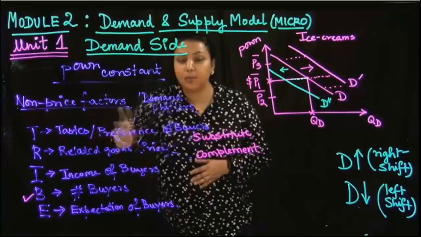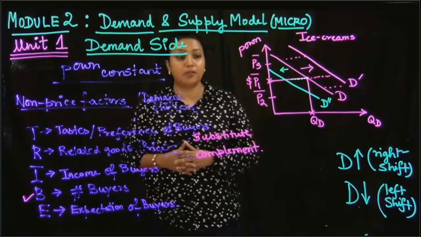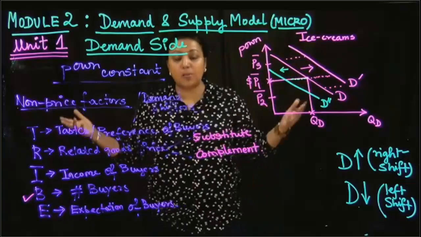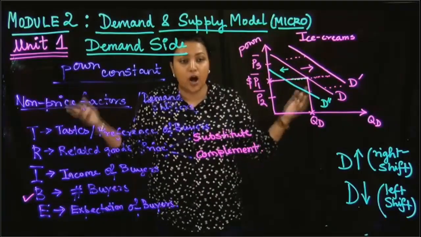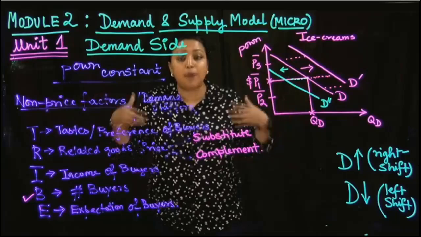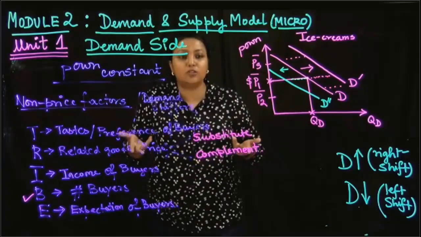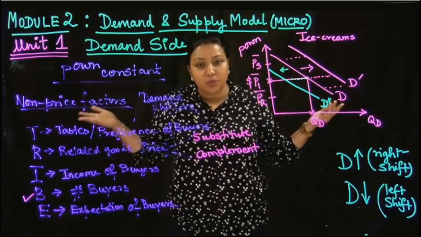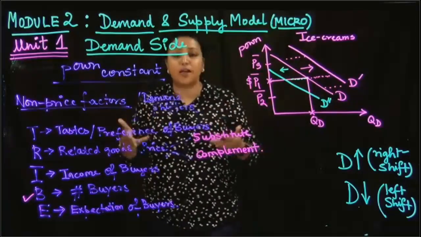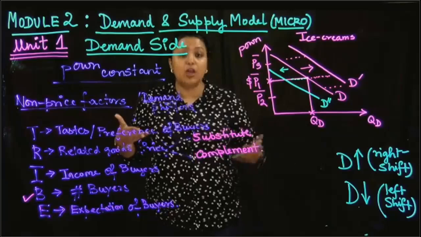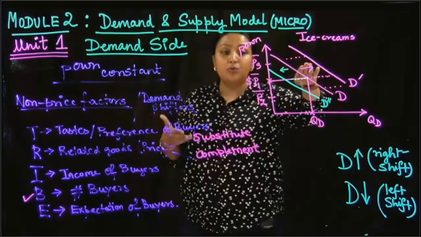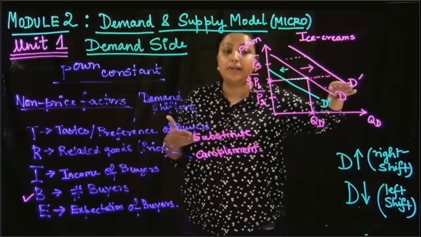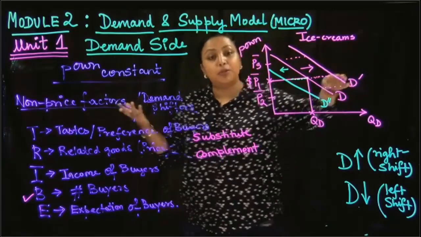For example, think about taste or preferences of the buyers. Once again, we are in the ice creams market. Maybe it is summertime, right? It is very hot. So many buyers now prefer to have ice creams because it is summer. Has anything happened to the price of ice creams? No. But just because more buyers now prefer to have ice creams, you see a higher demand, and that would be represented through a right shift of the demand curve to something like D dash. Now the opposite would happen in winter.